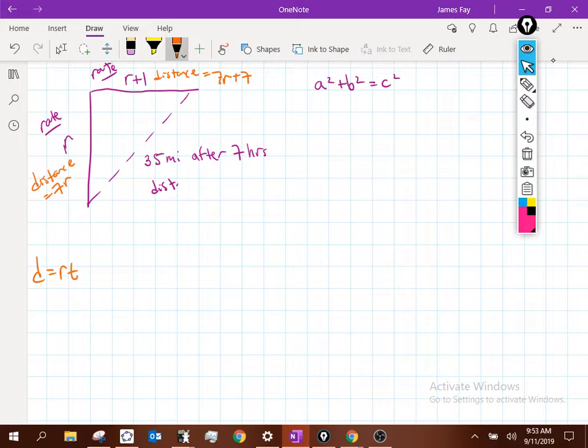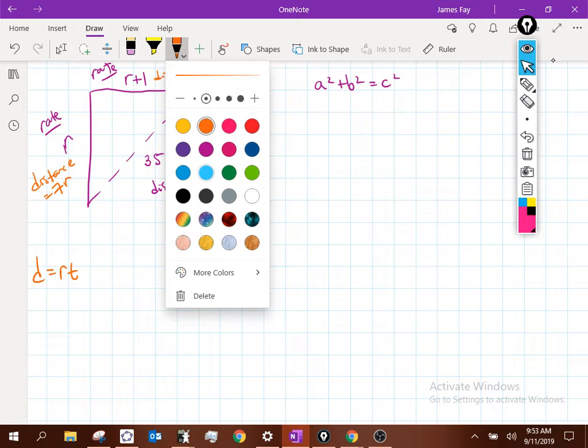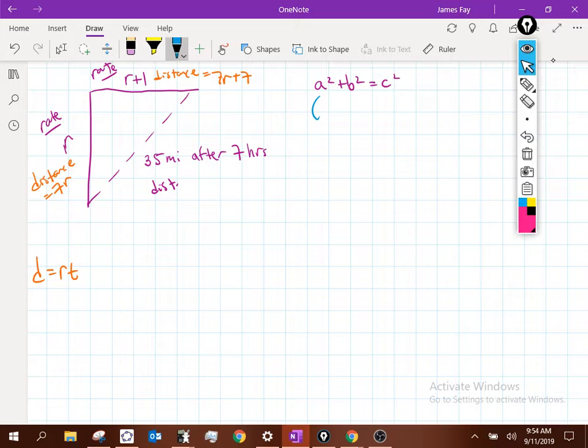So remember that distance is found by taking a rate times time. If my rate is R and I've traveled for 7 hours, then I've traveled a distance of 7R. If my rate is R plus 1 for 7 hours, my distance is 7R plus 7. So now plugging that into the Pythagorean theorem, we get 7R squared plus 7R plus 7 squared is equal to 35 squared.